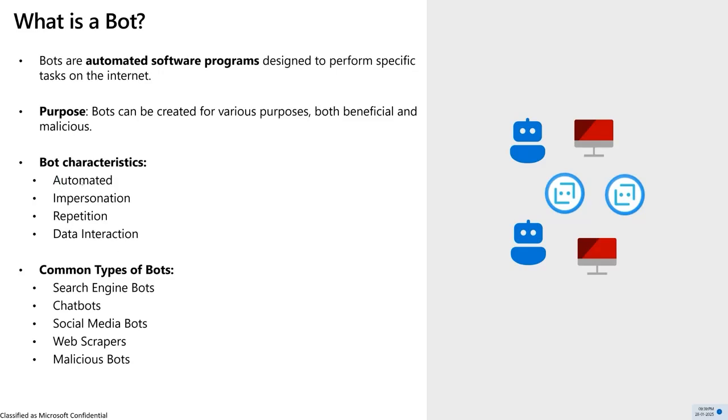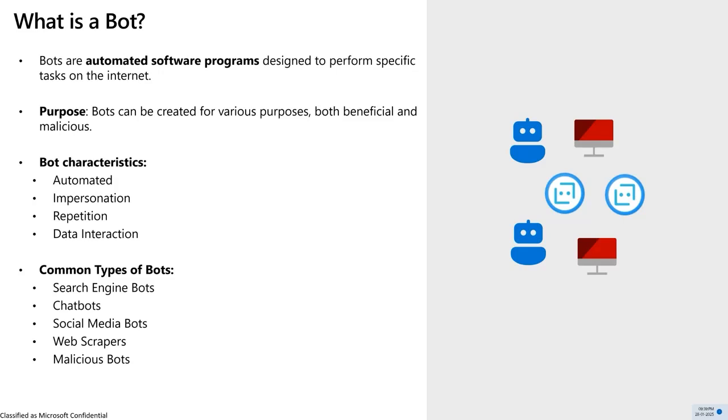Like when we look at these ones, the automation. Bots can operate without human intervention, making them efficient for a variety of activities. The second characteristic is impersonation, where some bots are capable of mimicking human behavior, making them challenging to distinguish from genuine users. The third characteristic here is repetition. Bots excel at performing repetitive tasks consistently and accurately.